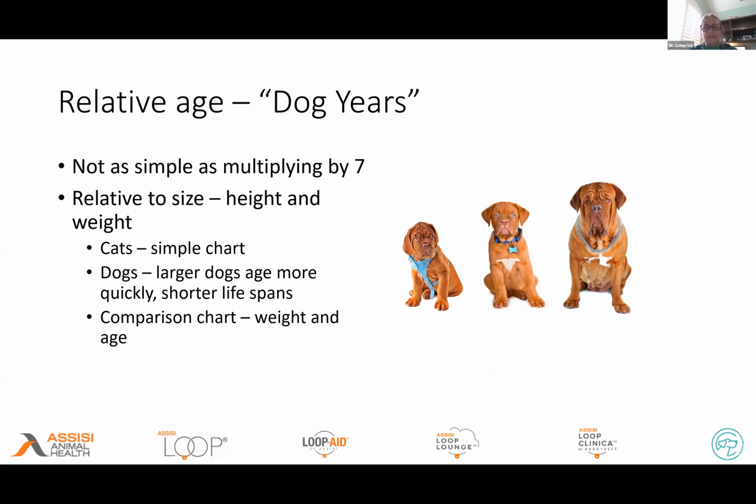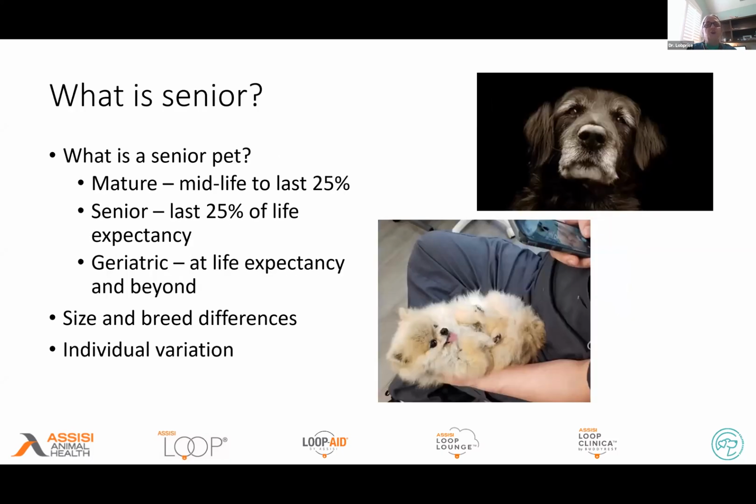And in fact, we see some distinct differences in what we see as old age diseases between large dogs and small dogs at times. In order to try to figure this out, we have some good resources for us, including a comparison chart that looks at a dog's age and their relative age, their biological age, to figure out their relative human age. So when we think about senior, what we look at is, what is a senior pet? So maturity, that's at about 50% of your life expectancy to 75% of your life expectancy, with that last quarter of life expectancy, or 25%, being considered a senior. Geriatric for some is when you've reached that life expectancy and survived beyond it, although some people consider geriatric pets as those that are senior, but with significant health problems.